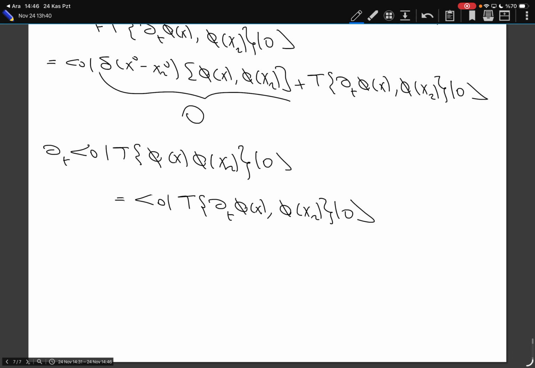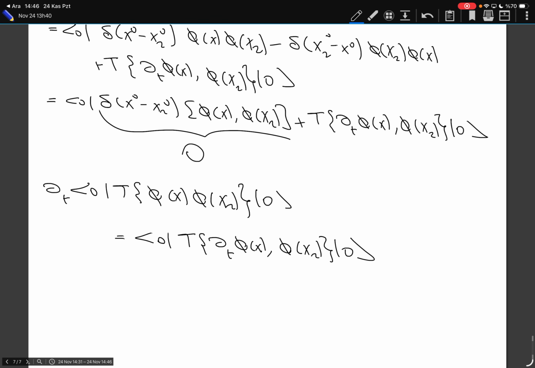This is zero. For example, the Dirac delta just ensures that it's an equal time commutation, but it's already equal time. No, it's not already equal time. You see, x is at t, x2 is at t2. If t and t2 are different, then that commutator is non-zero, but the Dirac delta is zero. If t is equal to t2, or x0 is equal to x20, then that commutator is zero, and the Dirac delta is whatever it is.